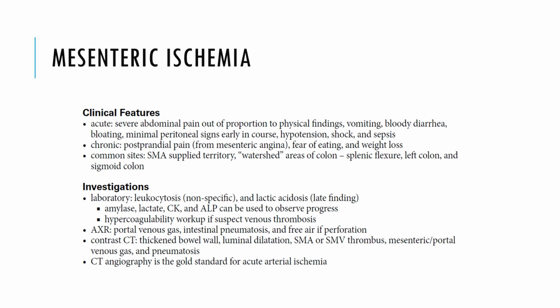Now I'll show the difference between mesenteric ischemia and ischemic colitis. So mesenteric ischemia is very acute. There is severe abdominal pain which is out of proportion to the physical findings. There can be vomiting and bloody diarrhea, bloating and minimal peritoneal signs early in the course. Then the patient can go into hypotension, shock and sepsis. Usually in a patient with a history of AF, there is an embolic event. Or in a chronic case, like postprandial pain from mesenteric angina. That is called mesenteric angina: fear of eating and weight loss. The common site is the superior mesenteric artery supplied territory, which is the midgut.